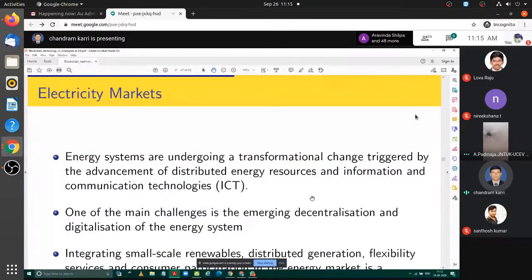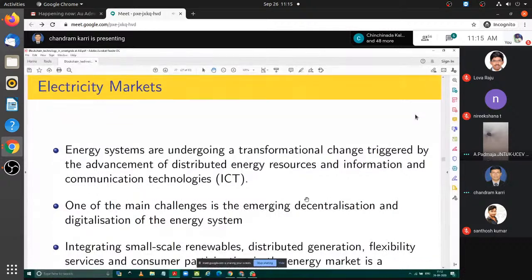All players will participate, and here there are two kinds of people only: one is supplier, another is consumer. Therefore there is a huge growth in the market, so we require some sophisticated techniques.